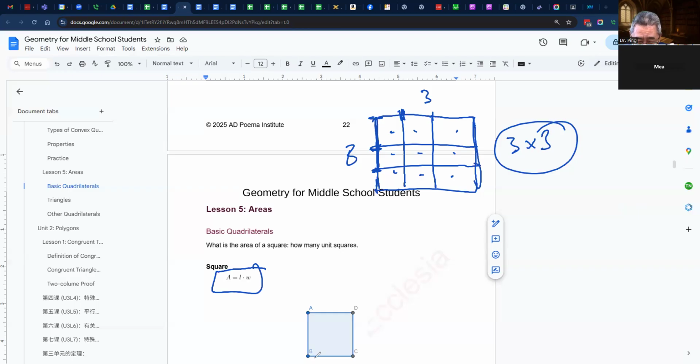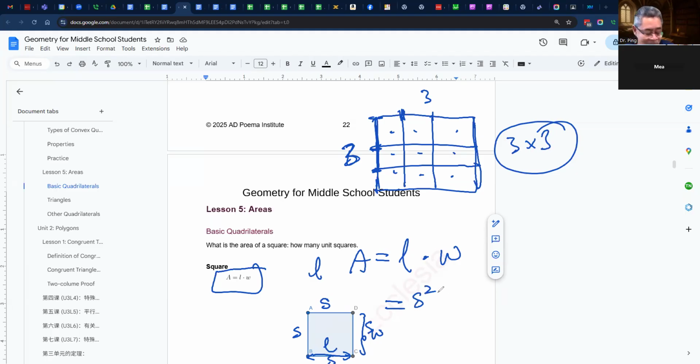So that's where we got the formula for the square. If this is the length and this will be our width, like we did earlier, we need one side times another. That gives us how many of the unit squares we have. So the area is length times width. And sometimes because the length and width are the same, we use S instead. And because each side is just the same, S, S, S, then the area is S squared. Good? Are we good here?